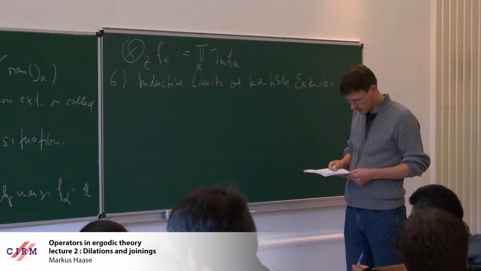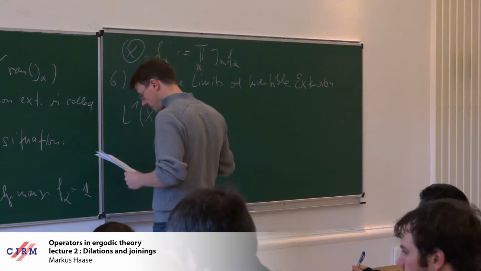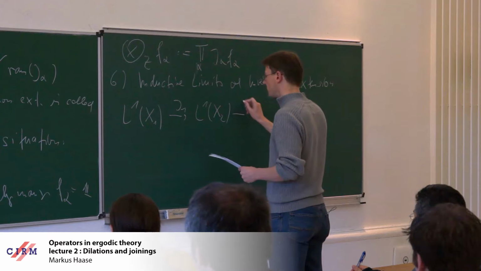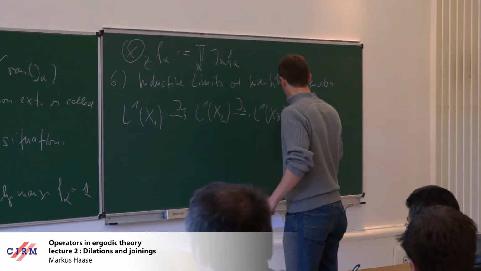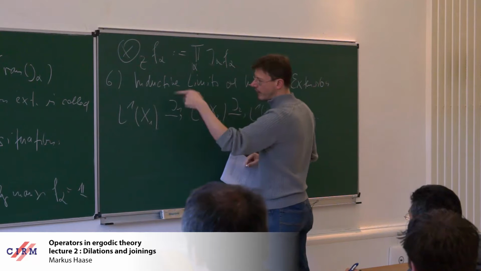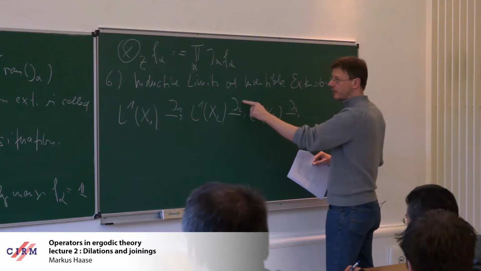So suppose you have a sequence. Well, I do inductive limits only for sequences. You can do this in a more general setup, but let's say sequences are okay for us at the moment. So this is L1, 2, 3. So you have a sequence of embeddings. This sits via J1 as a subspace into L1X2. This sits as a subspace here via this identification, and so on.